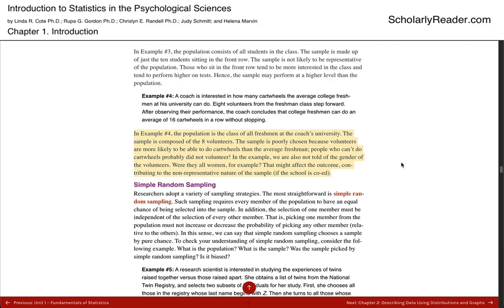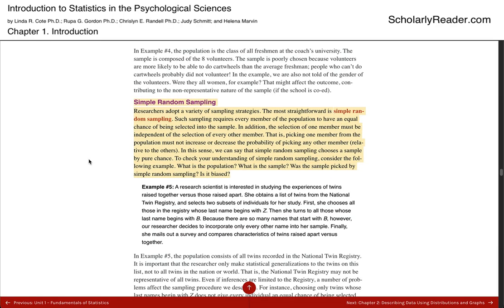In example number 4, the population is the class of all freshmen at the coach's university. The sample is composed of the 8 volunteers. The sample is poorly chosen because volunteers are more likely to be able to do cartwheels than the average freshman. People who can't do cartwheels probably did not volunteer. In the example, we are also not told of the gender of the volunteers. Were they all women, for example? That might affect the outcome, contributing to the non-representative nature of the sample if the school is co-ed.